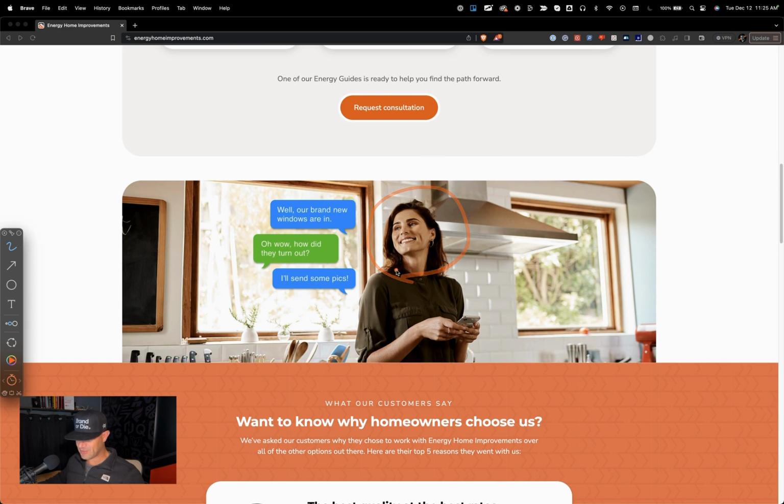Look at her face. She's so happy with her new windows, and she's texting her friends because everybody loves validation. We text people all the time. We go on social media. We share our stuff because we want people to go, oh, that's wonderful for you and everything. It's true. This is what people do. And so we're just simply illustrating this ideal experience of being able to say, hey, our brand new windows are in. Oh, wow. How do they turn out? I'll send some pics. Everybody would love to show off something new and fun that is going on in their life. And so we hit on that.